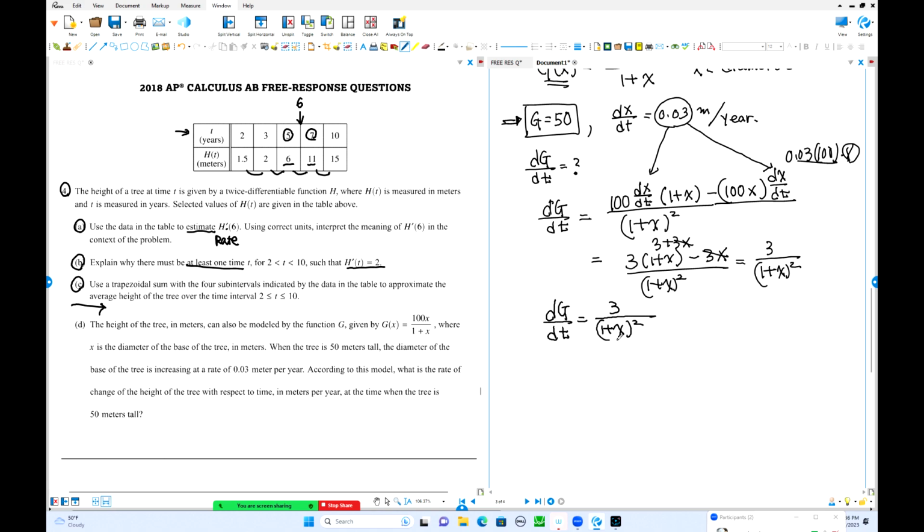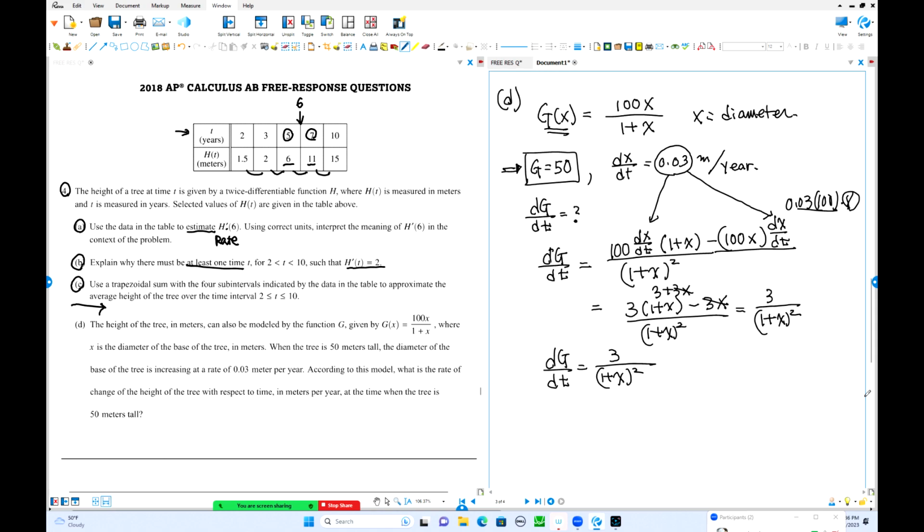But we still need to get the value of x at these situations. When g is 50, what is the value of x? From the equation, we can find the value of x because we need this value. So g of x is 50, so 50 equals 100x over 1 plus x. We have to solve this one. Only the value of g is given.